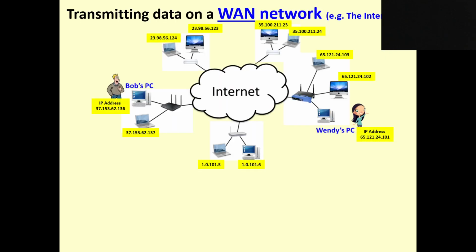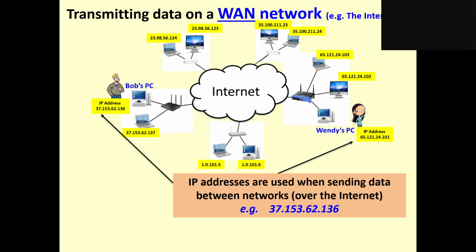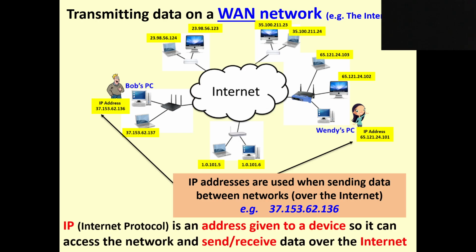So what's different about IP addresses? Well, IP addresses are used when you're transmitting data on a WAN, such as the internet, a wide area network. Because there are so many more devices, IP addresses are used so data can be sent from one computer across a network. And we're going to look at this more in a later video. IP addresses are used when you're sending data between networks, such as over the internet, a WAN. And it uses the IP protocol.